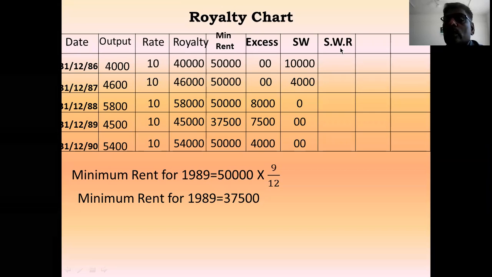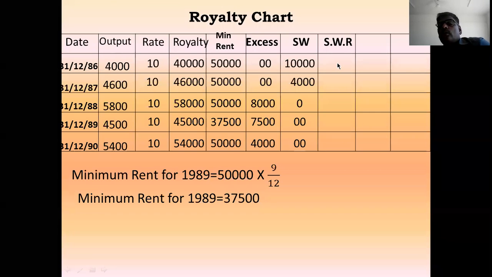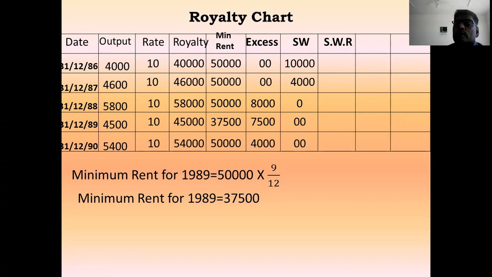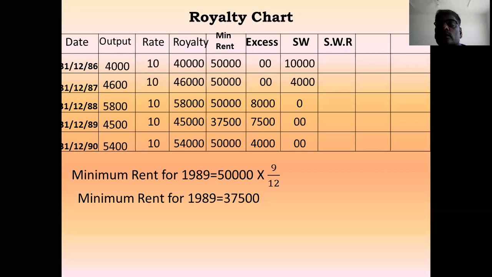And come to the short working recovery. First year short working is 10,000. This 10,000 is to be recovered in the next 2 years, means 87, 88. In these 2 years, you have to recover. And maximum 5,000. Out of 10,000, you recover 5,000 in 87 and 5,000 in 88. In this way, you can recover. 10,000 is the short working.